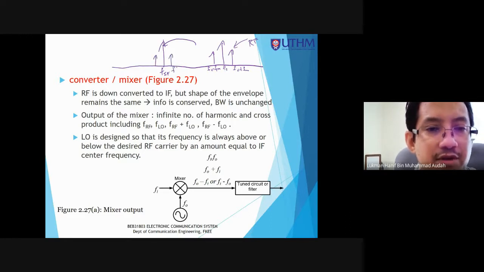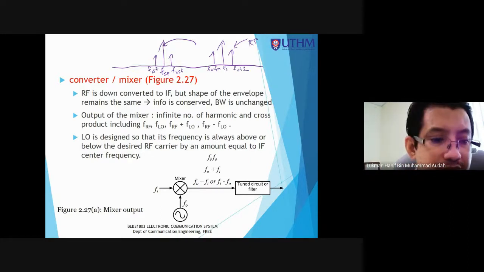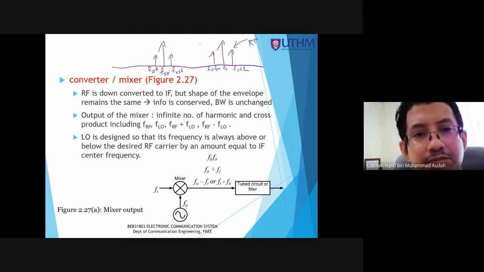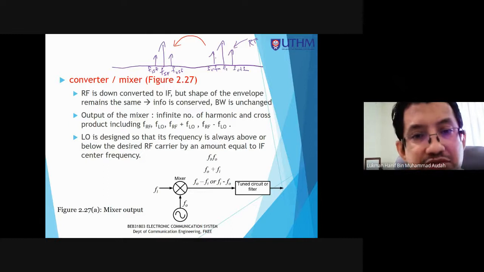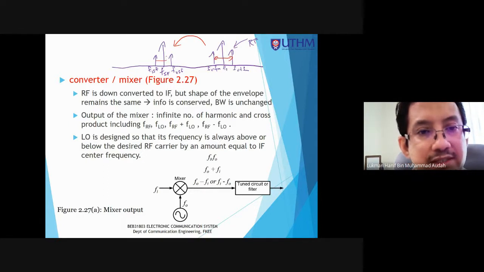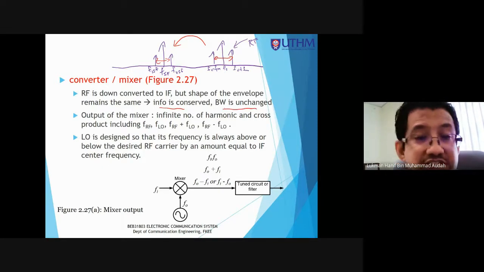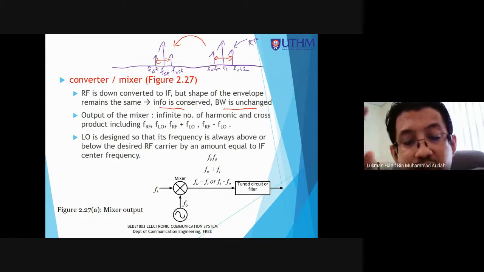Okay, this is F USF. This is F LSF. Okay, so apabila dia down convert, when we down convert this one, dikatakan di sini bahawa the information is unchanged. We still have the same information, and the bandwidth is still the same. Bandwidth ni masih sama. Okay, you see that the information is conserved, the bandwidth is unchanged. Dia cuma down convert frequency sahaja. Okay, dia tidak mengubah suai apa-apa.